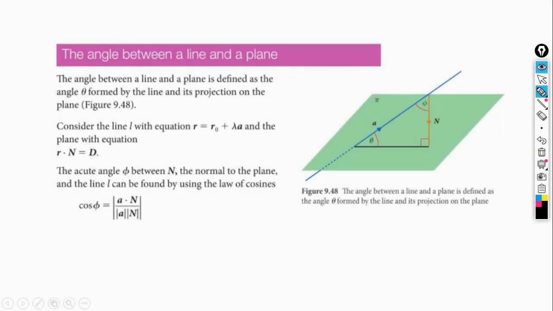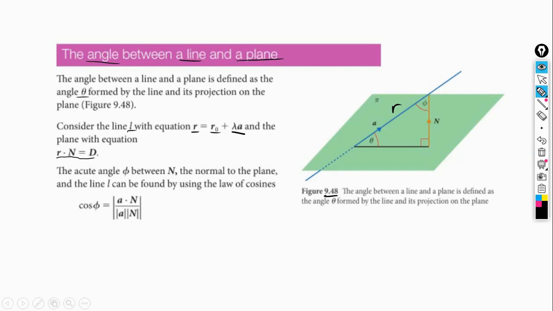So we continue with the angle between a line and a plane. The angle between a line and a plane is defined as the angle theta formed by the line and its projection on the plane. We can see that in figure 9.48. Consider the line L with equation r equals r sub 0 plus lambda times A. So this line would be here. And the plane with equation r dot N equals d.